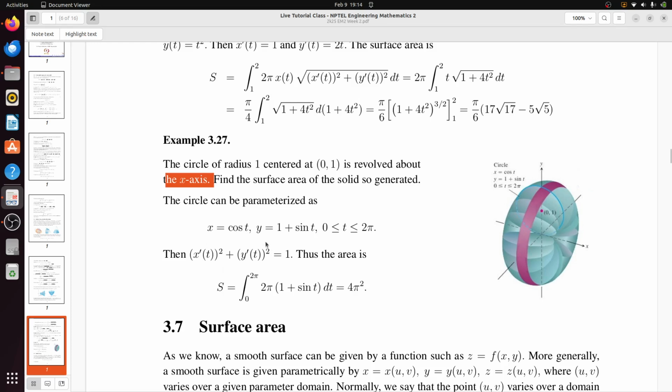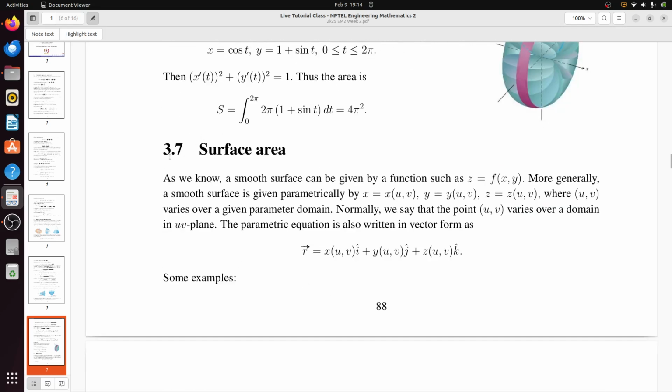So we have used the parametric representation, and we have determined x prime t whole square plus y prime t whole square equal to 1. Thus the area of revolution is 2 pi y, where y is 1 plus sin t, dt. If you integrate sin t from 0 to 2 pi, you will get cos t, and it will be just like 0. So the only thing you will get is 2 pi into 2 pi, so that will be 4 pi square.